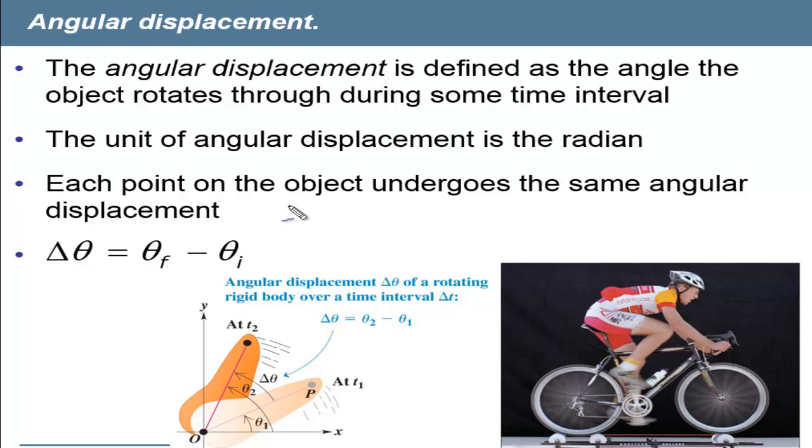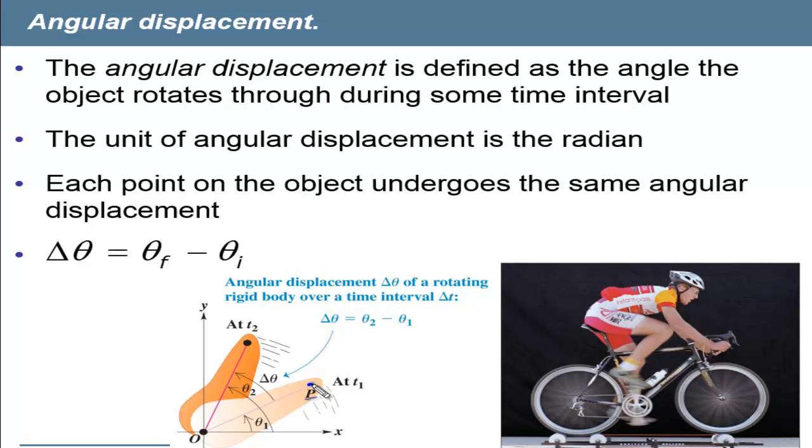So remember that we're going to want to talk about the angle that something travels through. We'll define that as the angular displacement. That's defined as the angle through which an object rotates over some time interval. The units we'll use for this are the radian, and remember that every point will undergo the same exact angular displacement.